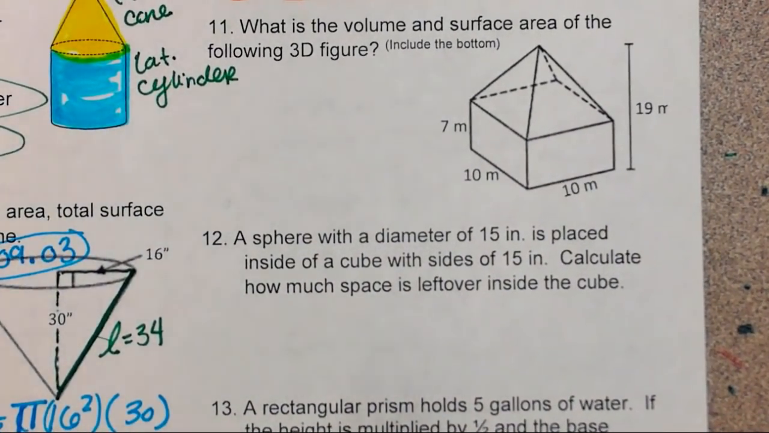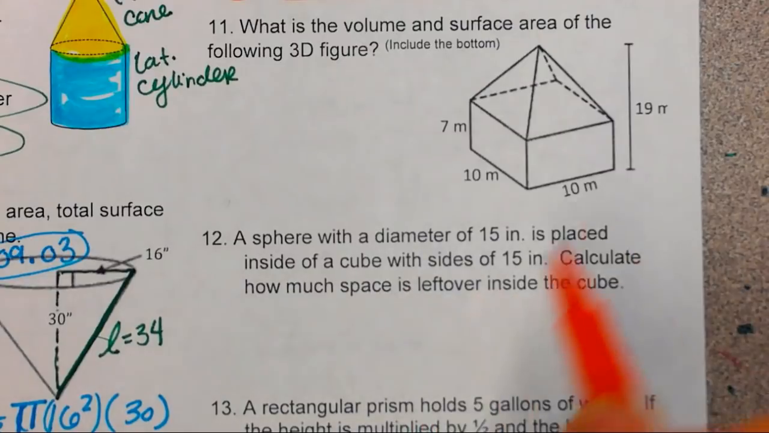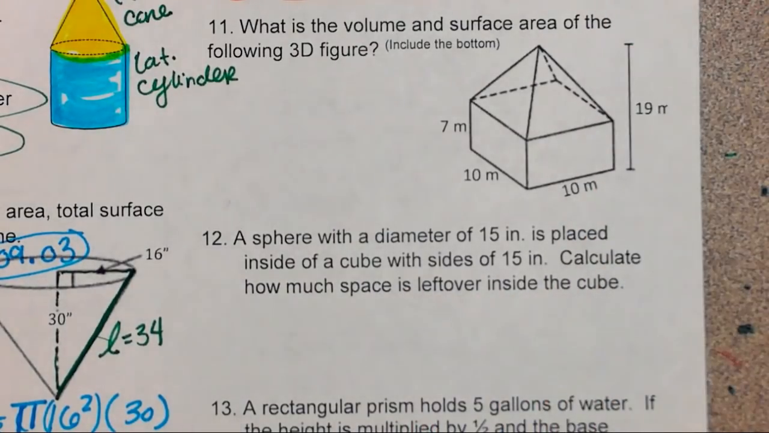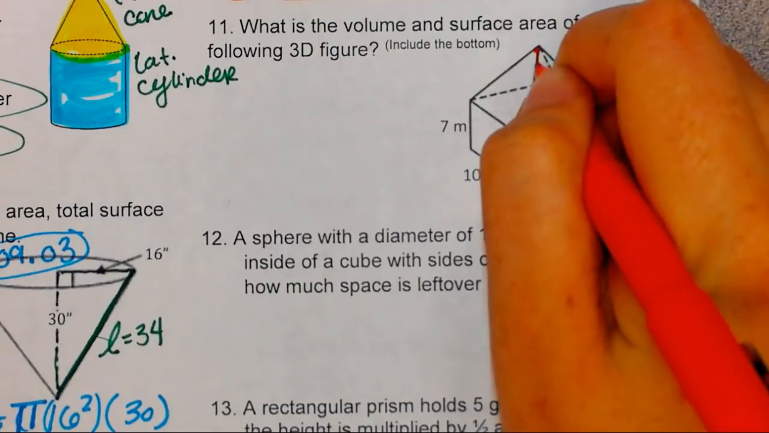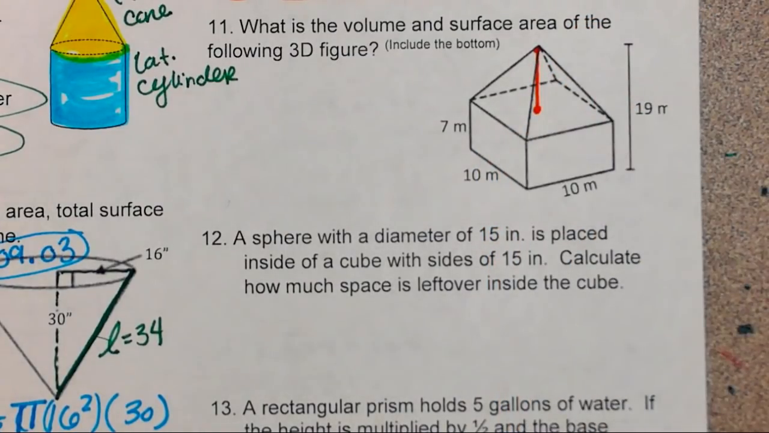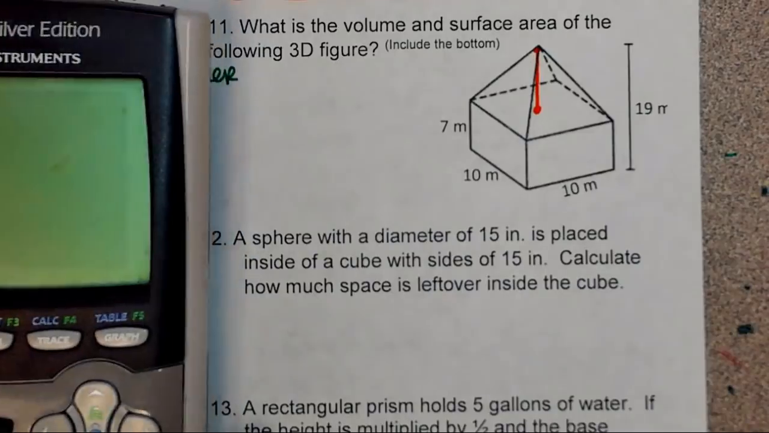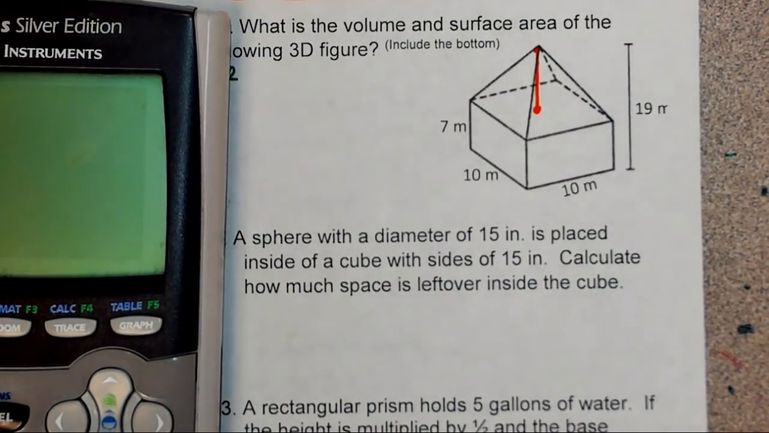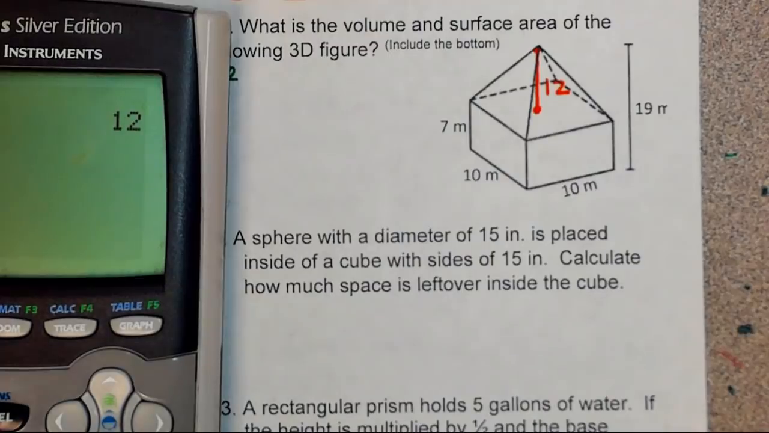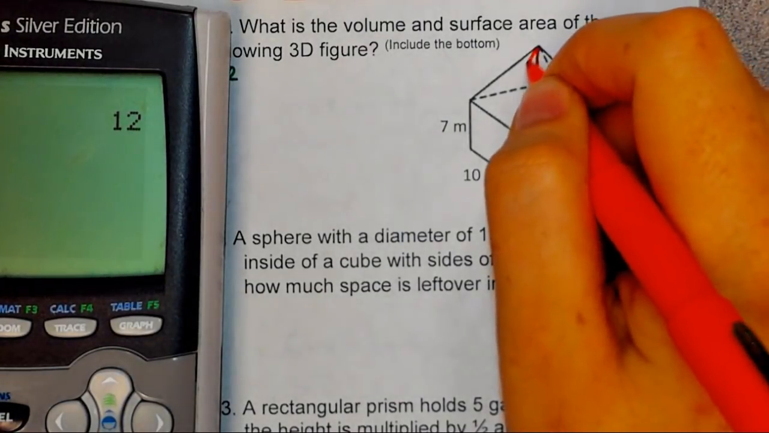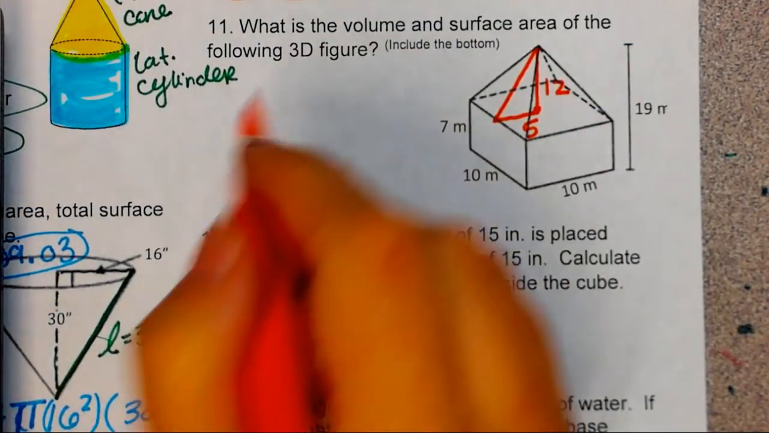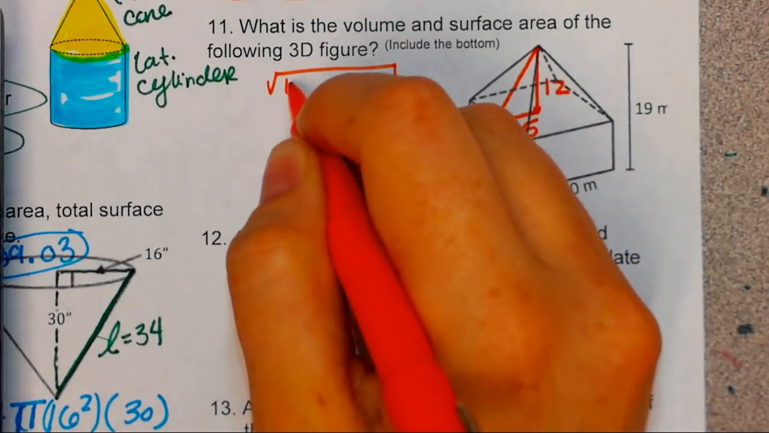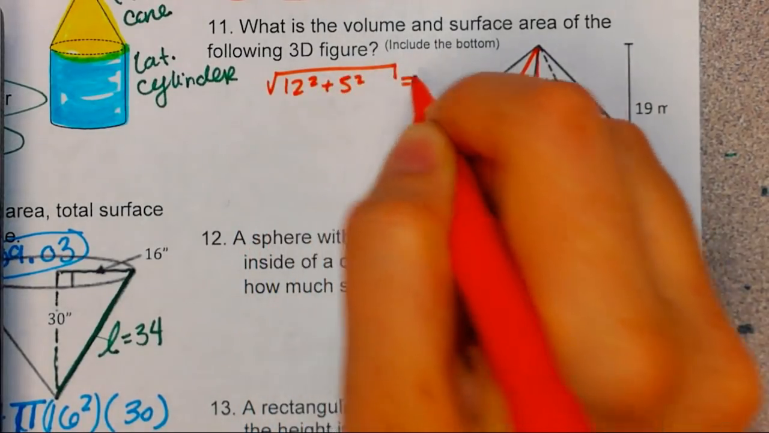Okay. What is the volume and surface area of the following 3D figure? So we've got a composite figure. We need to find volume and surface area. Okay. So for this, we're going to need to get the height. 19 minus 7 gives us a height of 12. We're also going to need to get the slant height. Okay. So that would be 5. And then we can do the square root of 12 squared plus 5 squared.